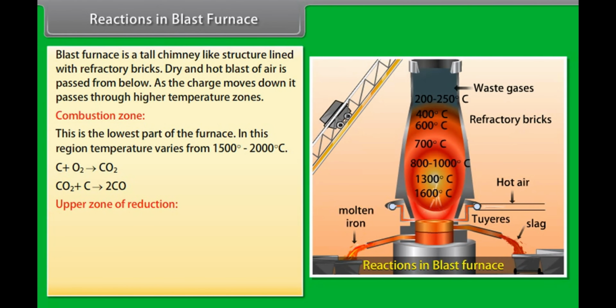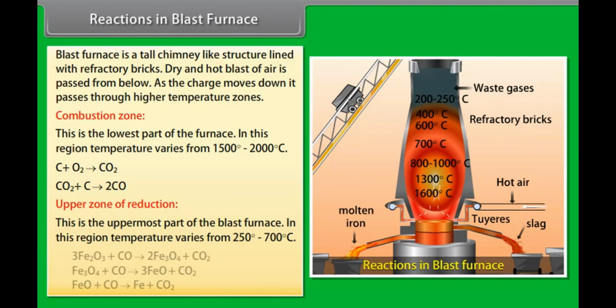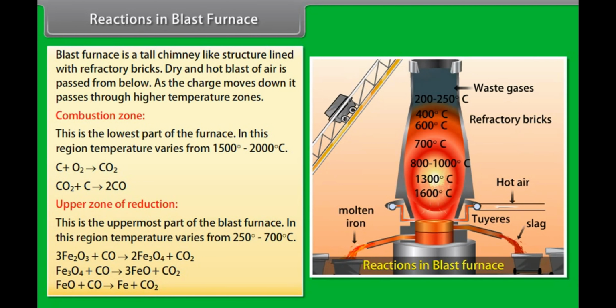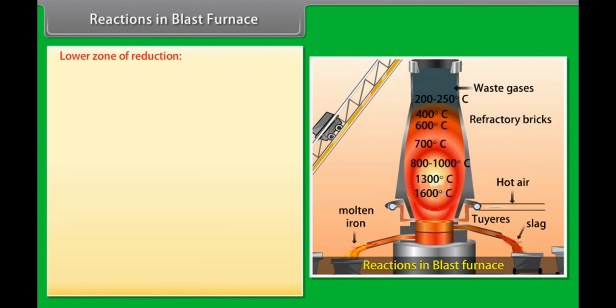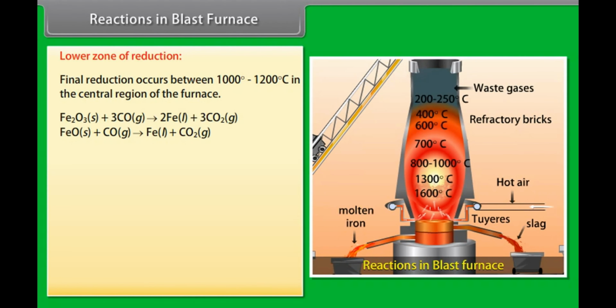Upper zone of reduction. This is the uppermost part of the blast furnace. In this region, the temperature varies from 250 to 700 degrees Celsius. Here, carbon monoxide reduces oxides of iron into spongy iron. Lower zone of reduction. Final reduction occurs between 1000 and 1200 degrees Celsius in the central region of the furnace. Carbon obtained by dissociation of carbon monoxide combines with iron, and impurities also get dissolved in molten iron.